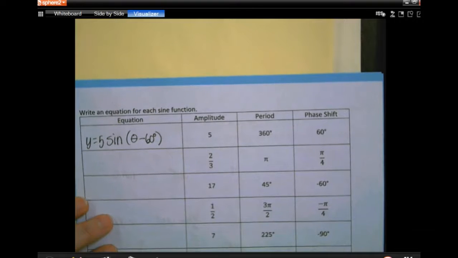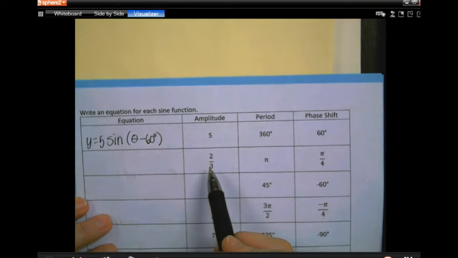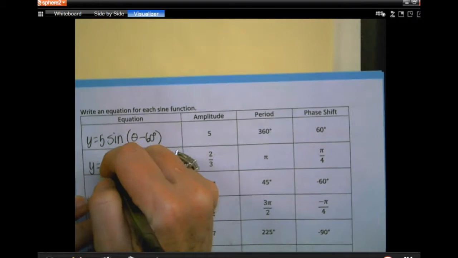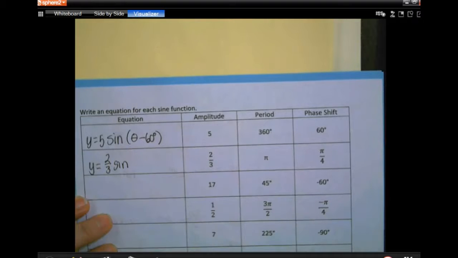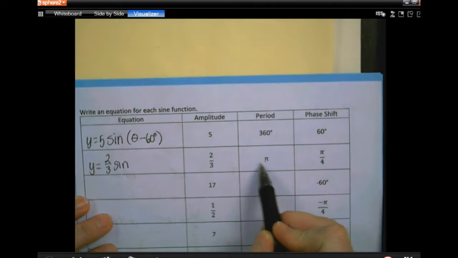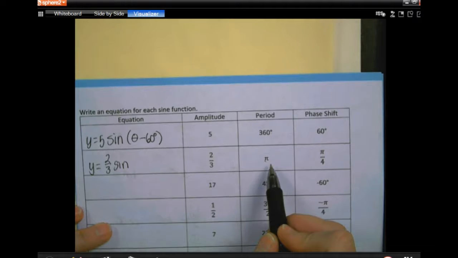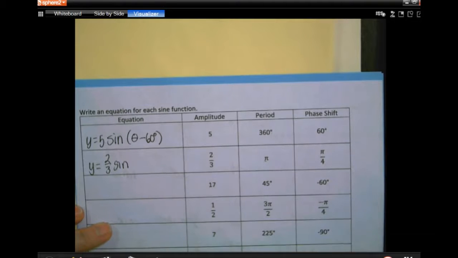Okay, so everybody listen on the next one. We'll do it together. So it's a sine function. So I put y equals, the amplitude is 2/3, so I'm going to put 2/3 and the sine. Now, I have a pi, so it's an x. And so what's the period supposed to be, friends? 2 pi. But what do I have here? So I divided by 2. So what's the number in front of the x?